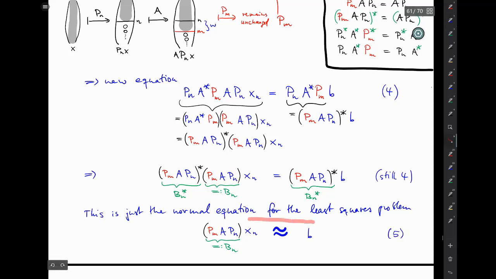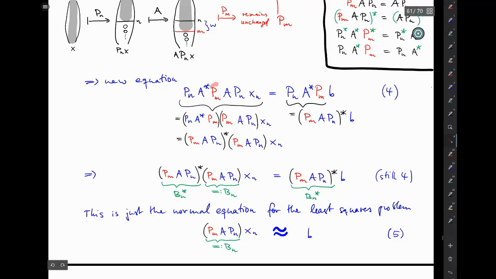And now that new equation, well, it's not an equation, it's a least squares problem, number 5, looks a bit like the finite section method again. In fact, we would like to see Pn or Pm in front here, but we can get that done as follows.